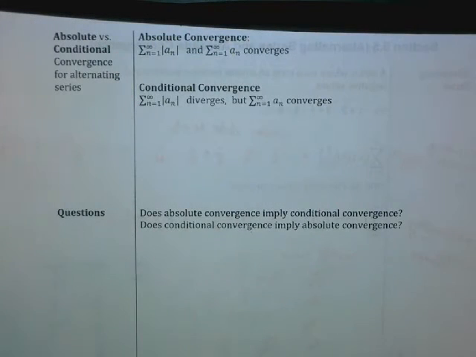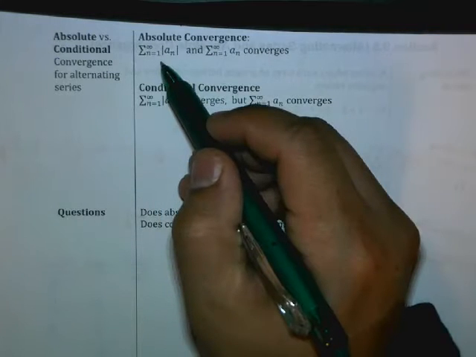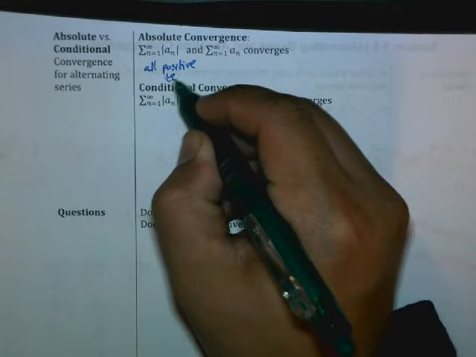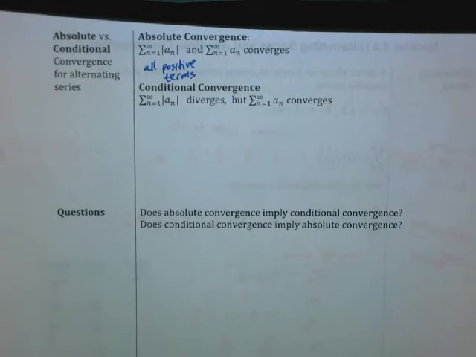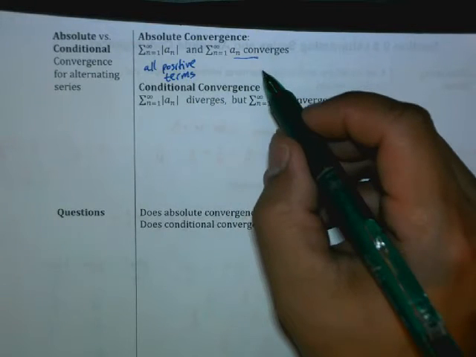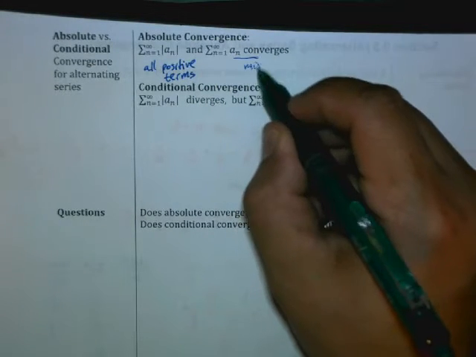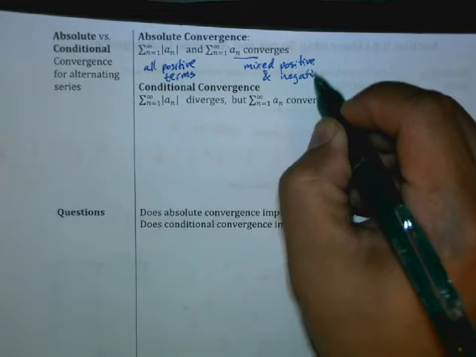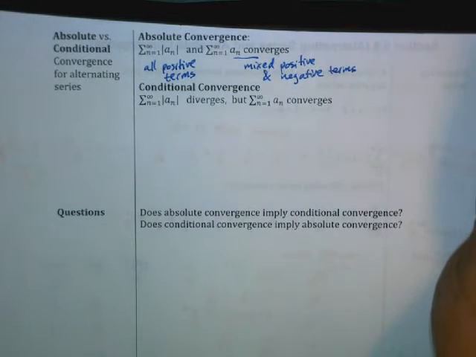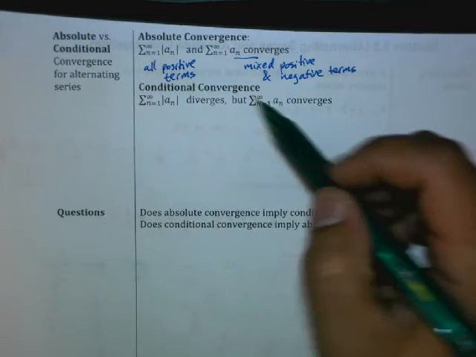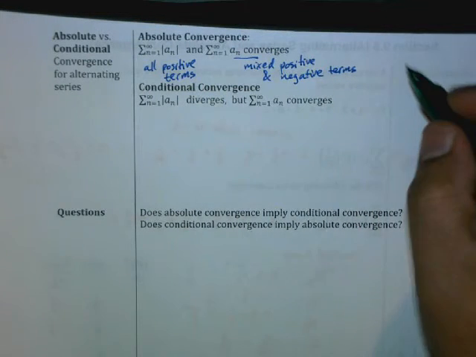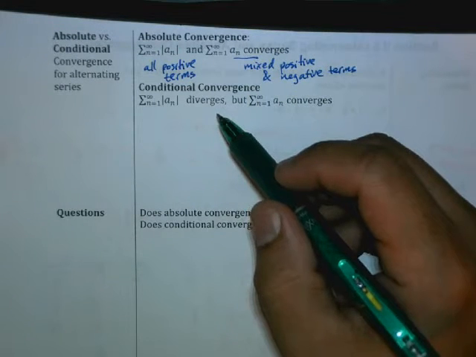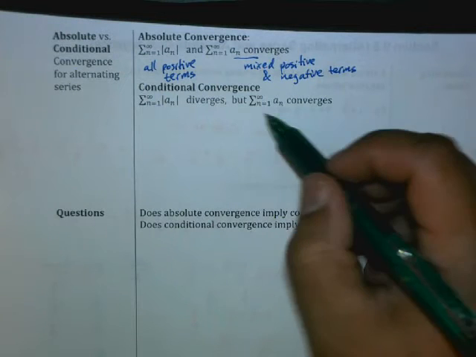And in a nutshell, absolute convergence means that the series of all the positive terms will converge, and the alternating series, the ones with mixed positive and negative terms, will also converge. So if the positive terms converge and the mixed negative and positive terms converge, then the series is considered absolutely convergent.